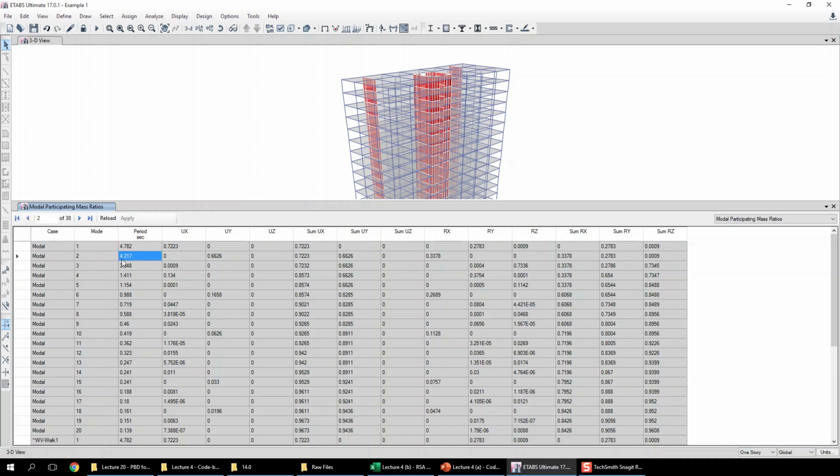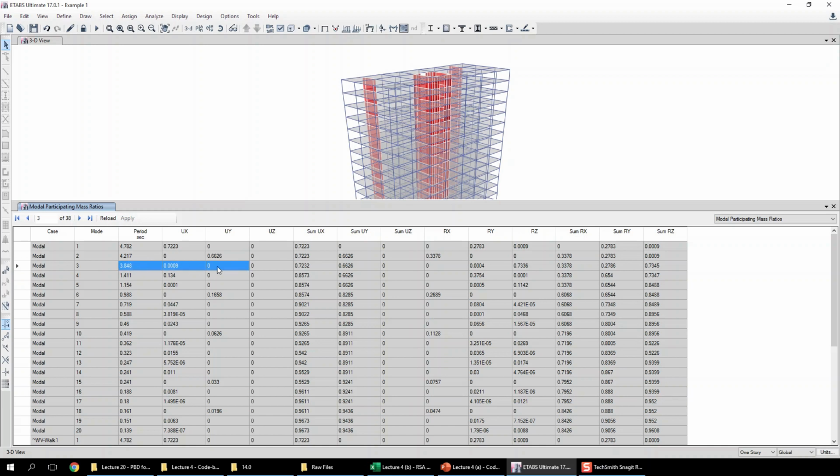The second mode, which has a time period of 4.217 seconds, has a contribution of 66.26% in Y direction only, and there is no contribution in X and Z directions. Since this building is a perfectly symmetrical building, the two modes in X and Y directions are completely uncoupled. Which means that the mode which is participating in X direction is not participating in Y direction, and the same is true for the second mode, which participates only in Y direction and not in X direction.